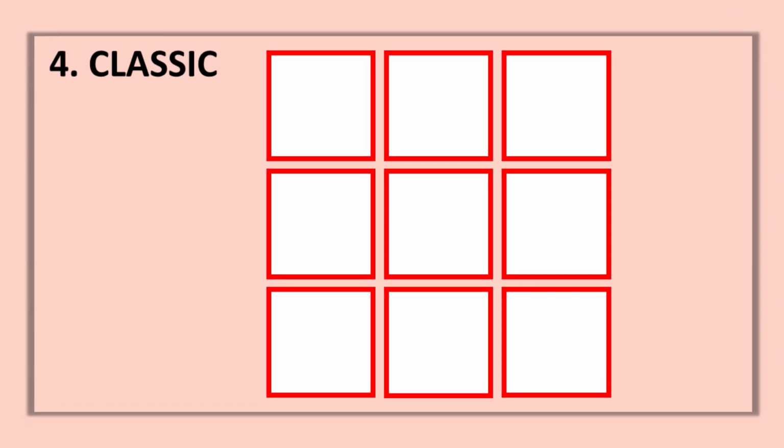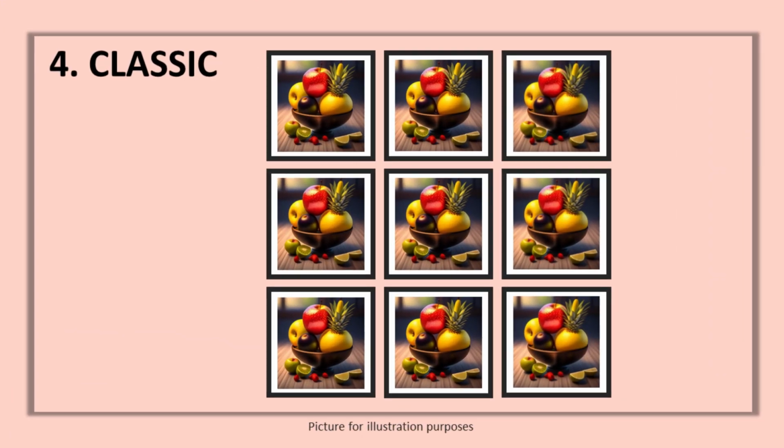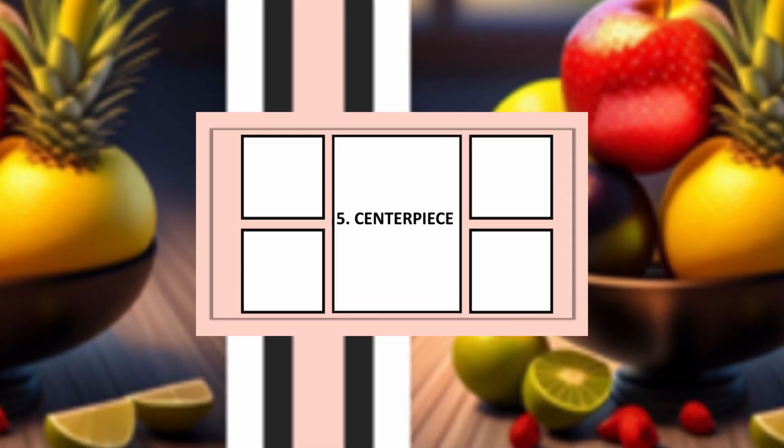Number 4 is classic. The classic gallery wall layout is a balanced arrangement that typically includes an even number of items. Artwork or family photos are often placed at the same height and evenly spaced. It creates a timeless and symmetrical display.